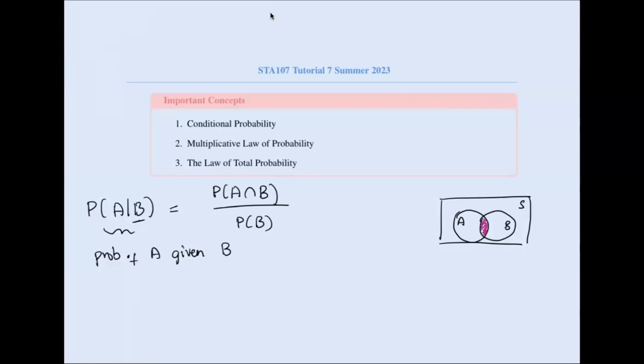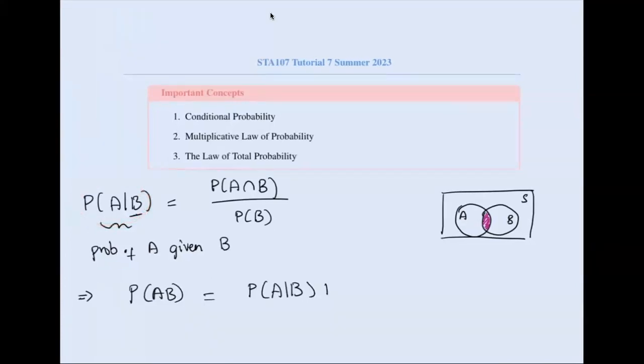Stop me if any part does not make sense to you. This is how you should think about it instead of trying to memorize the formula. It should make total sense to you. And then from here, you'll get probability of A and B is equal to the conditional probability multiplied with probability of B.